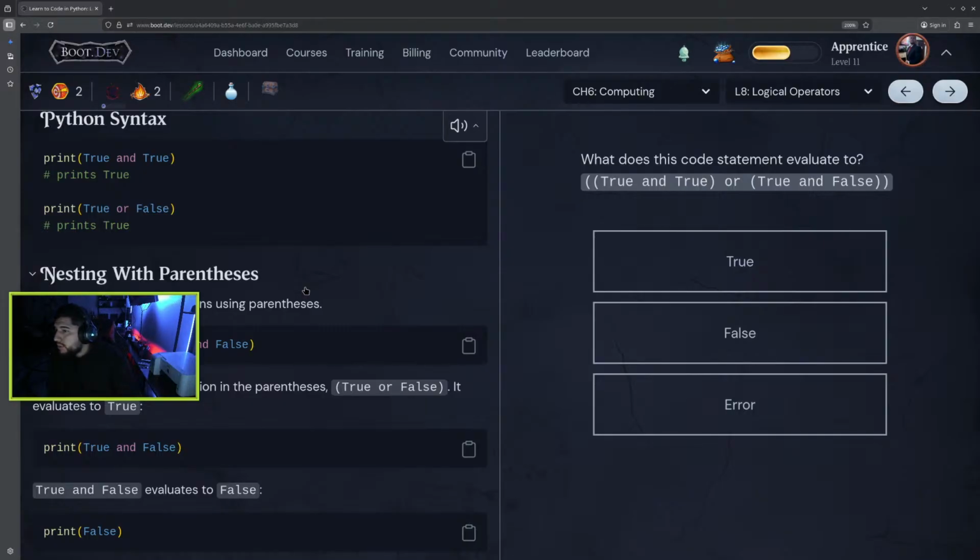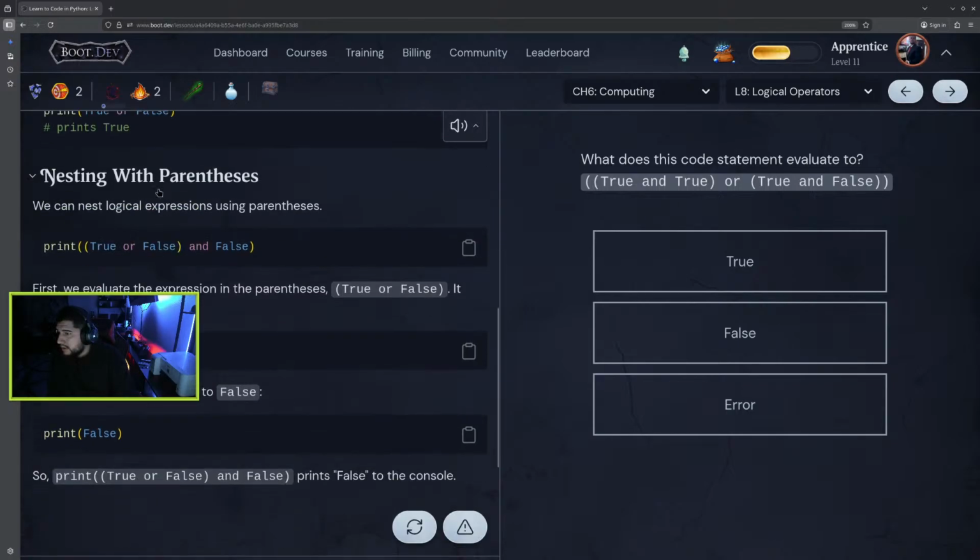Alright, print true and true. Okay, so it prints true. True or false, it prints true. Nesting with parentheses. We can nest logical expressions using parentheses.